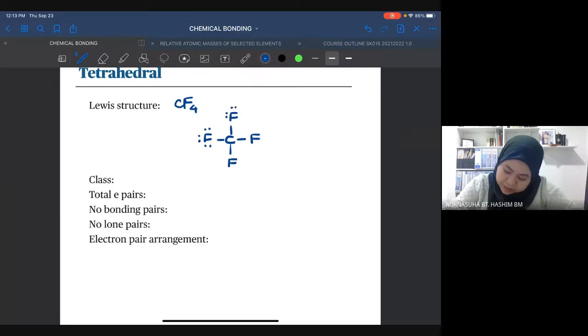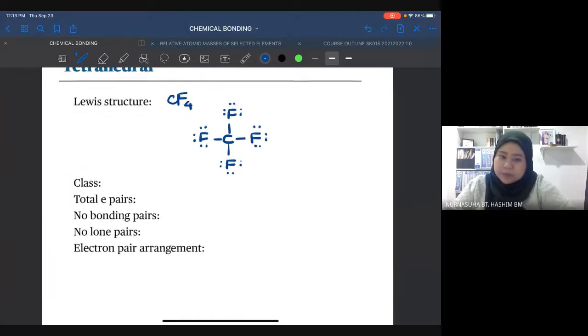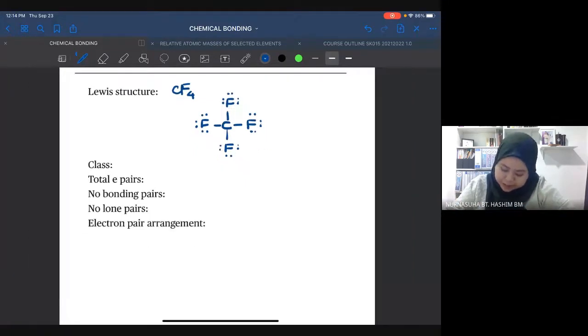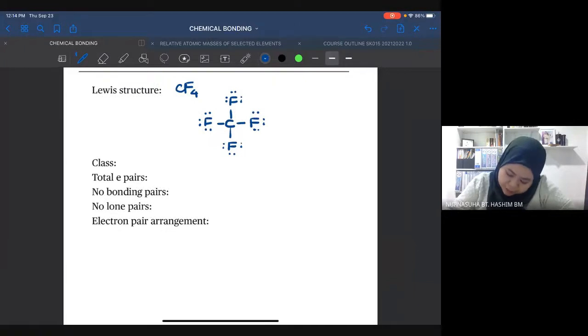Madam skip yang kira-kira, that one you can do on your own. Okay, this is the Lewis structure for CF4. Okay, kalau kita tengok, the angle is 90 degree kan, which is very close to one another. Okay, class of this molecule is A, sebab ada 4 surrounding atom, so AX4.